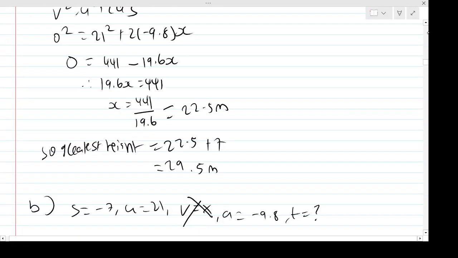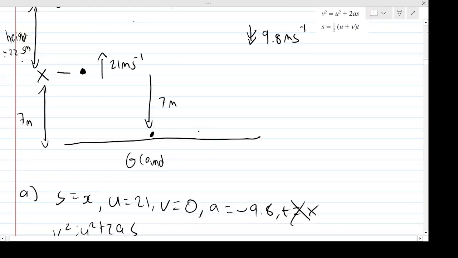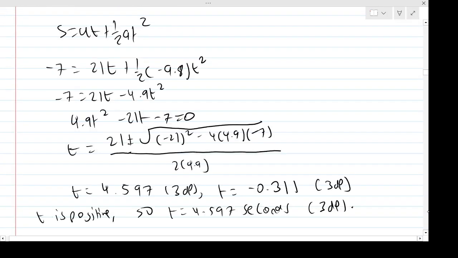So that is the time it's in the air. That's the whole time it's in the air when it starts at x and then it comes all the way up and then all the way back down to when it hits the ground at this point here. That whole time is 4.597 seconds, right? Okay.